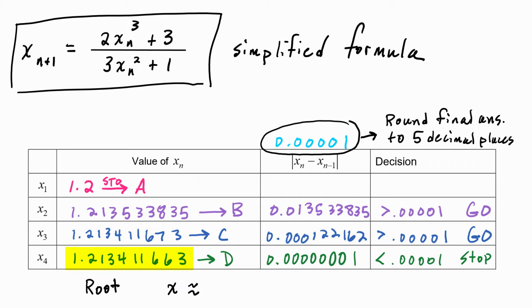So let's look here. We have 1, 2, 3, 4, 5, which means we look at the 6th decimal place, and that tells the 1 to stay. So then our root is that x is approximately equal to 1.21341.